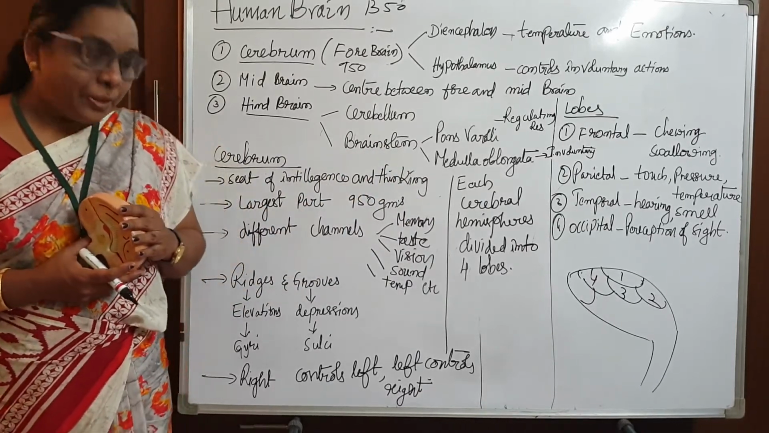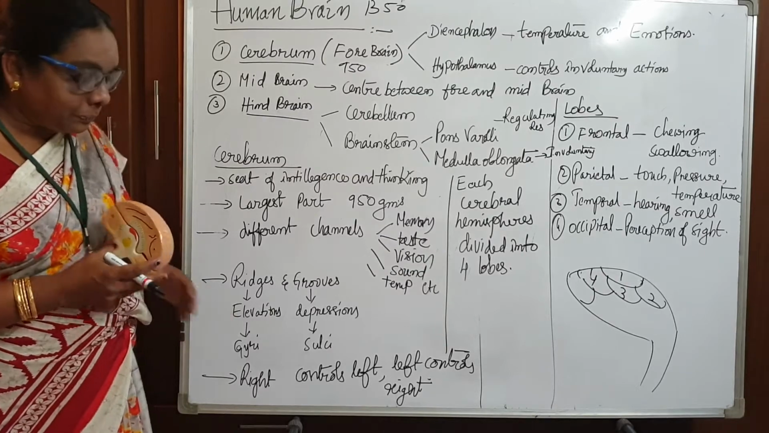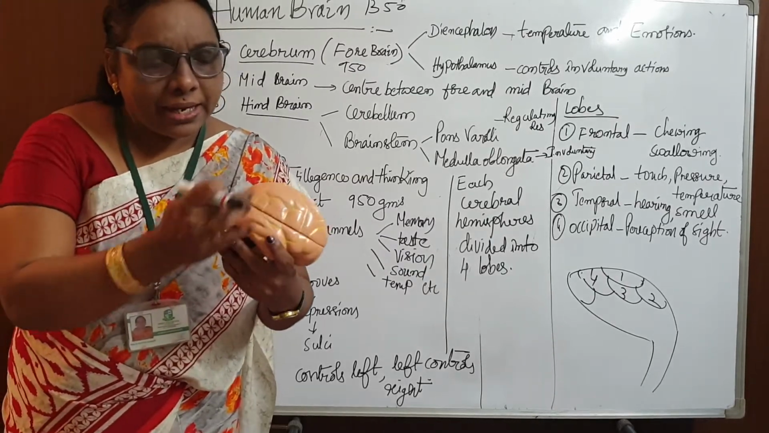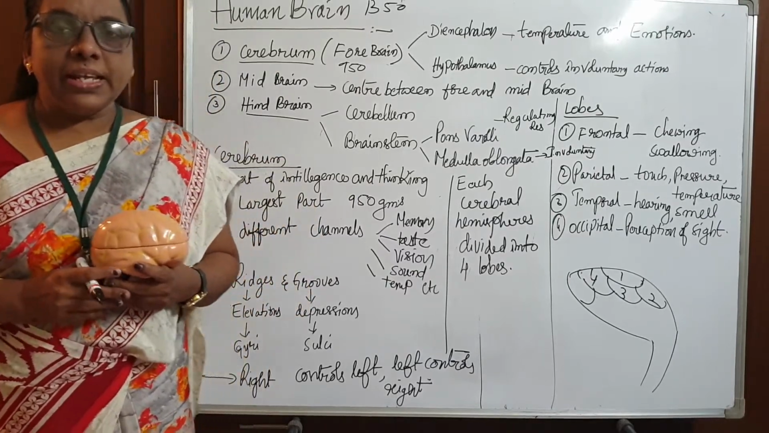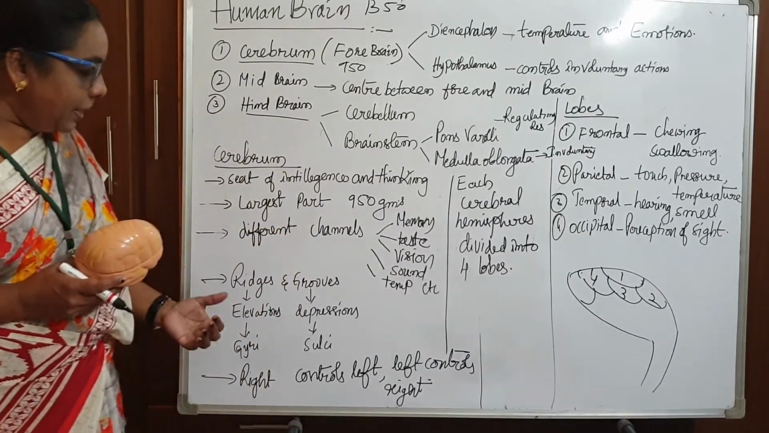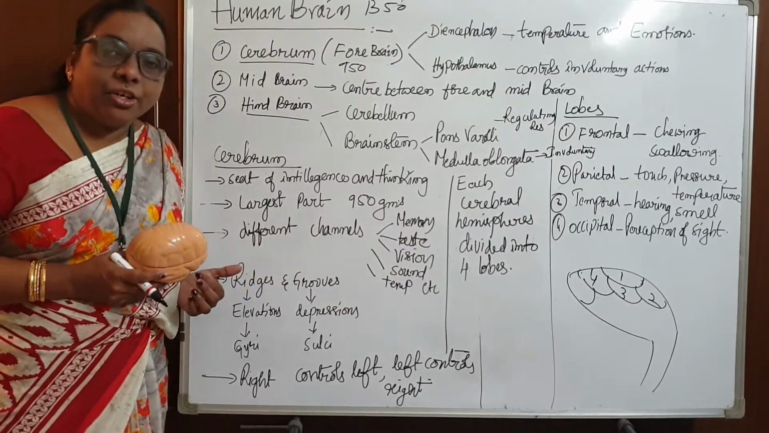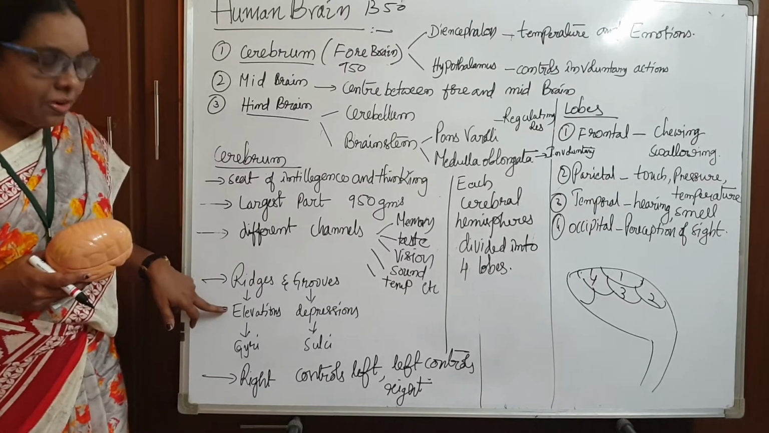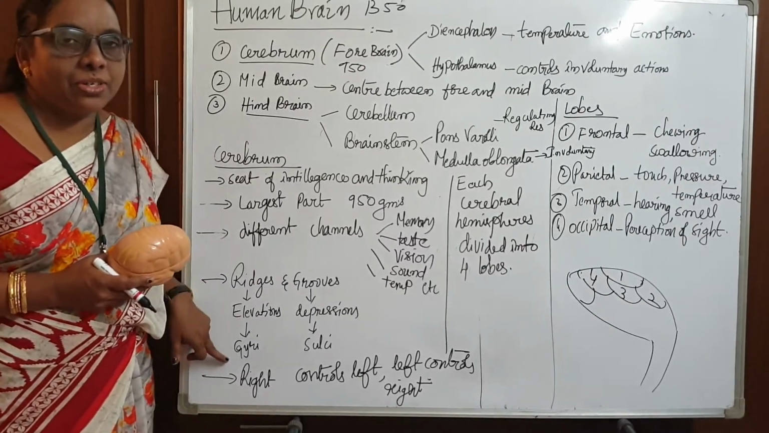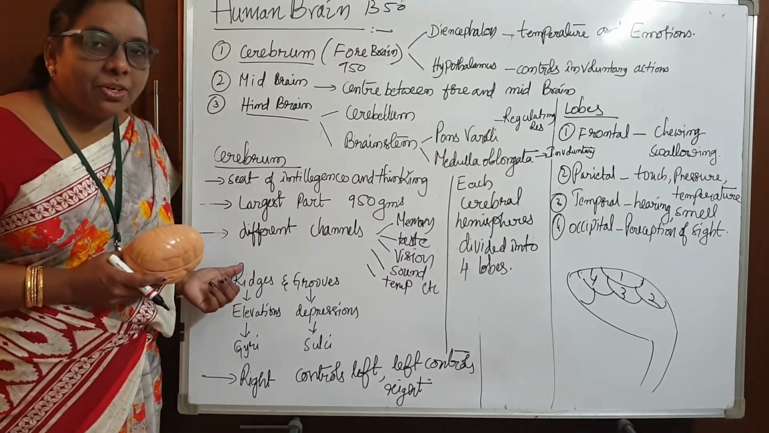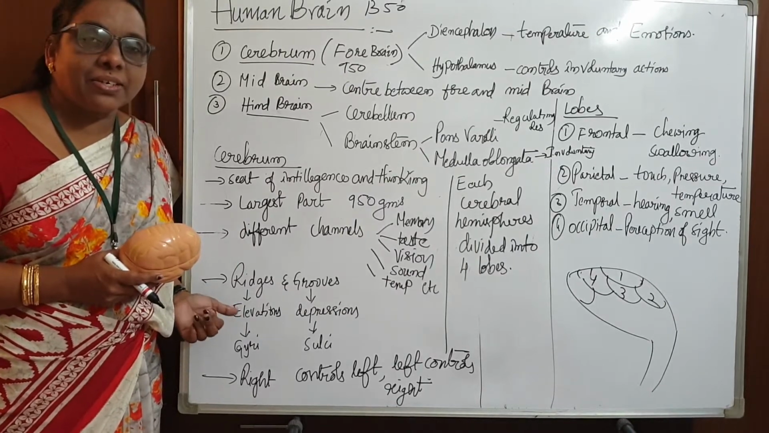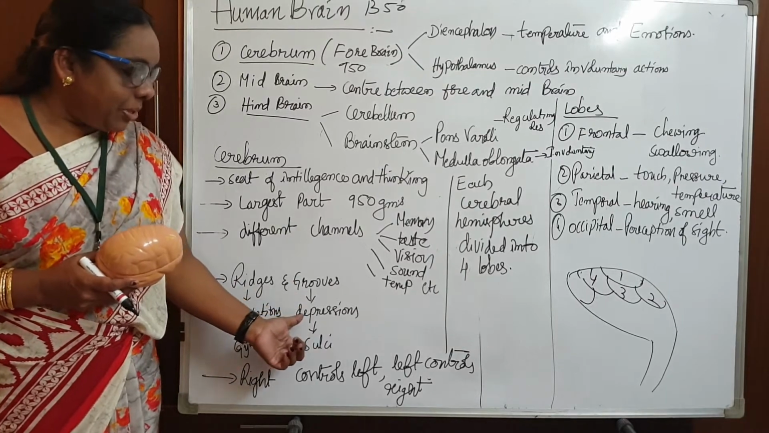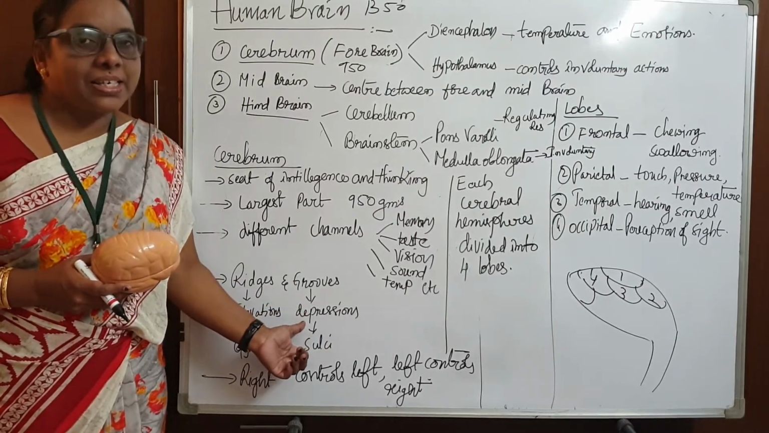The next part: over the brain we can see many line-like structures. These lines are called ridges and grooves. Ridges are also called elevations, and elevations are also called gyri. Grooves are also called depressions, and depressions are also called sulci.